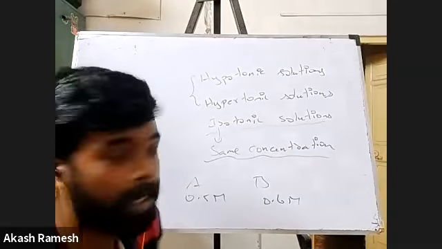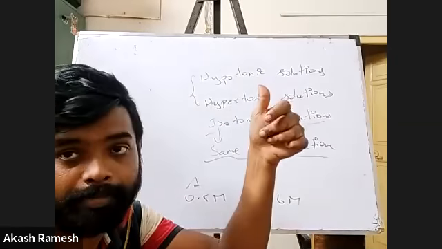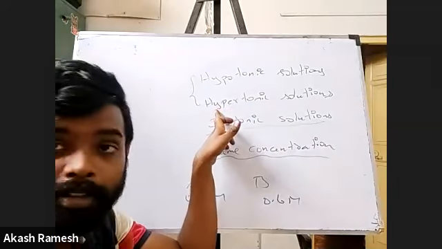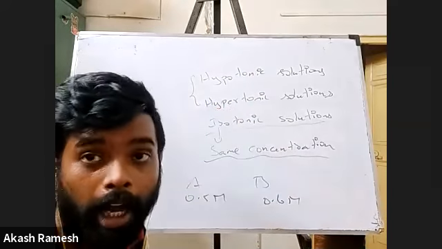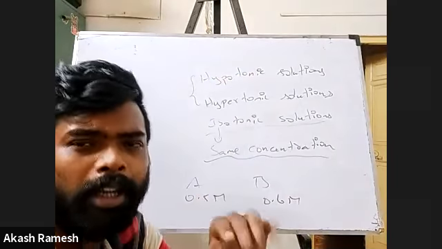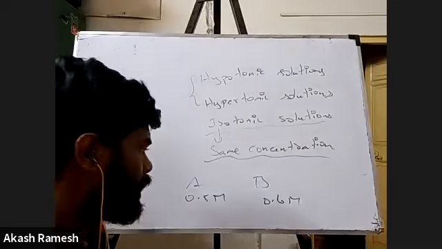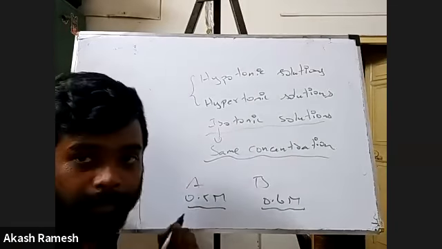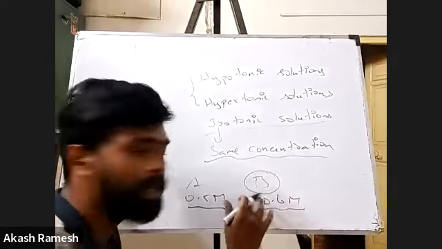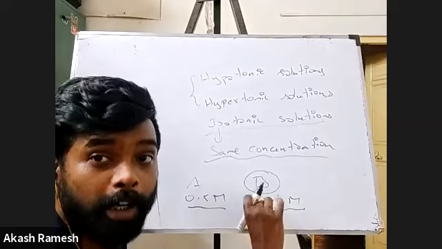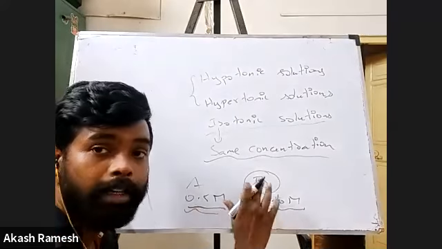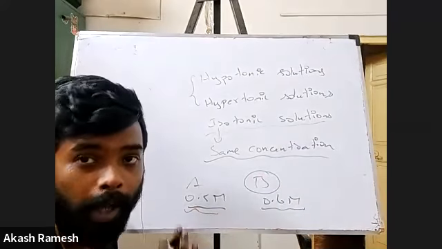Now please understand, hyper means higher, hypo means lesser. Hypertension means what? A high amount of tension, right? Hypo means lesser. So you can understand that this is higher and this is lesser. So I can tell that B is hypertonic with respect to A, higher, right? B is hypertonic with respect to A.